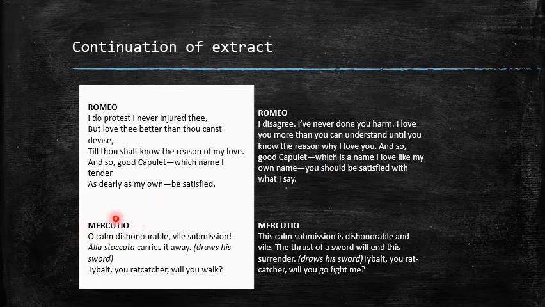Next we have Mercutio saying, O calm, dishonorable, vile submission. So Mercutio is upset that Romeo is submitting to Tybalt.